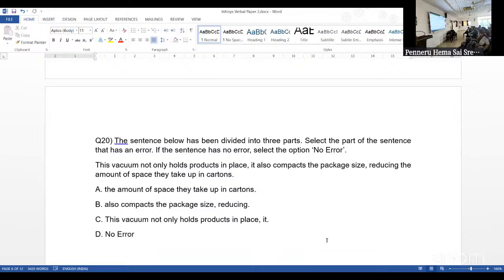All of you read the question. The vacuum not only holds products in place, it also compacts the packing size, reducing the amount of space that they take up in actions. This is very easy. Oh my God.